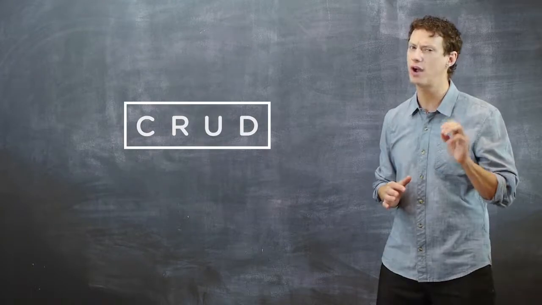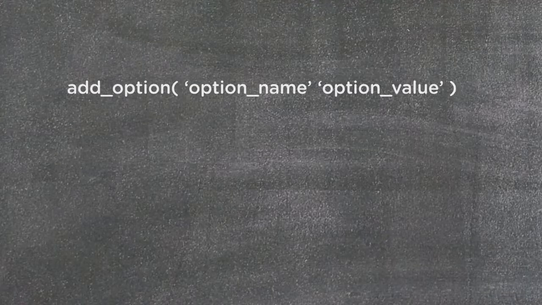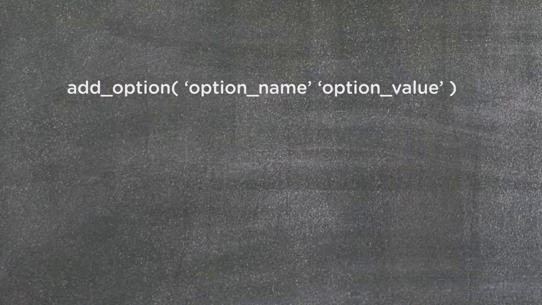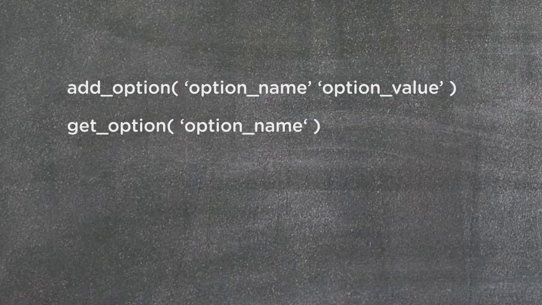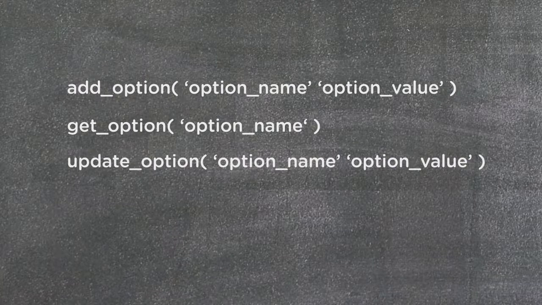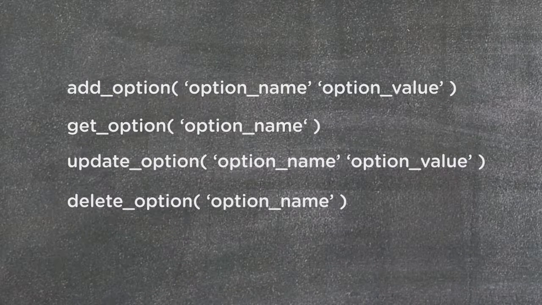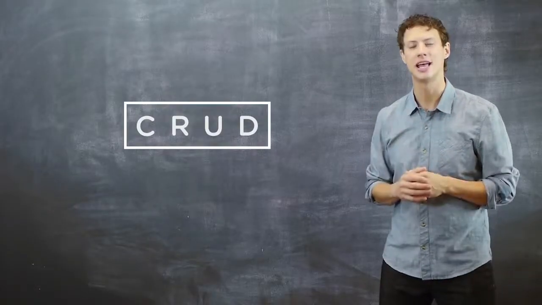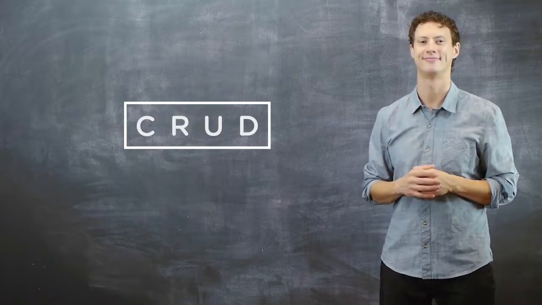WordPress gives us a few functions to help us with this. Add option, which accepts the parameters of option name and option value. Get option, which accepts the parameter of option name. Update option, which accepts the parameters of option name and option value. And then delete option, which accepts the parameter of option name. Now that we know this, let's put CRUD into action with our WordPress options table.